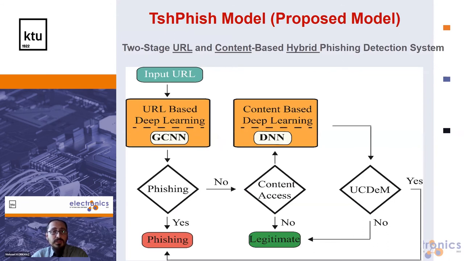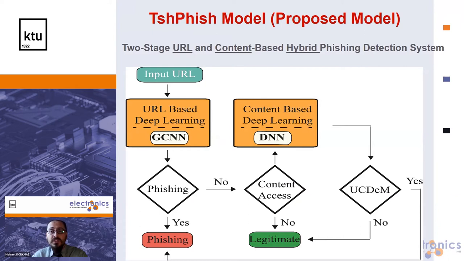Our proposed model, the phishing model. Finally, in the model we proposed, we mixed URL and content, as you can see in the slide. The system consists of two control states. The first is URL-based analysis. The second is content-based analysis.